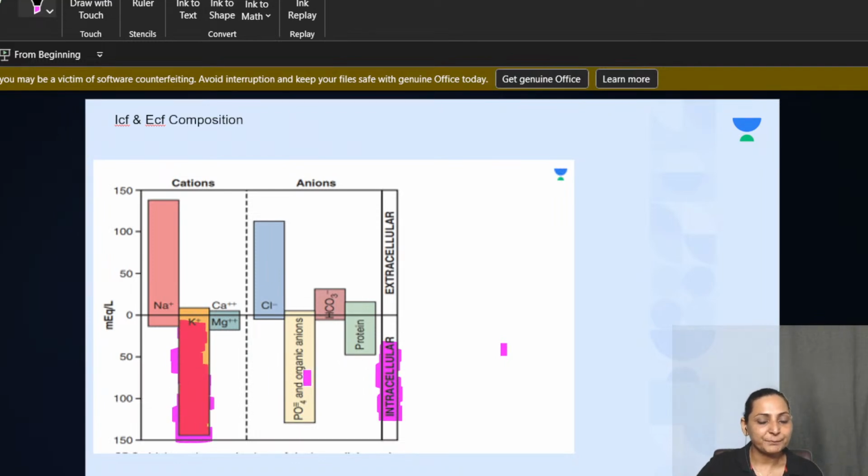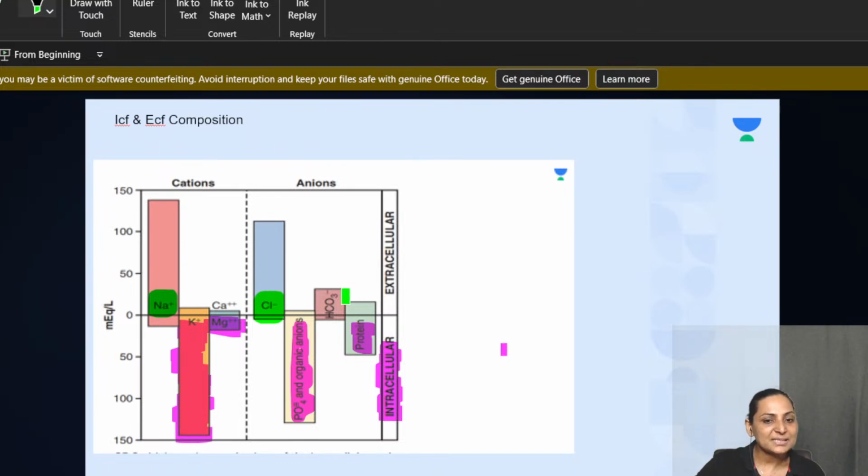Apart from potassium, what important cation is there? It is magnesium. So potassium and magnesium are more in the ICF. If I consider the anions, it is the protein and the phosphates which are present more in the ICF. Comparing this to my ECF, the major cation is sodium and the major anion is chloride. So it is sodium and chloride in the ECF.